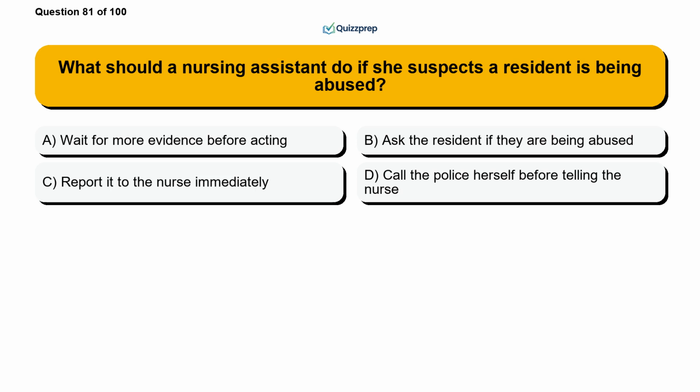Question 81. What should a nursing assistant do if she suspects a resident is being abused? Option A, wait for more evidence before acting. Option B, ask the resident if they are being abused.